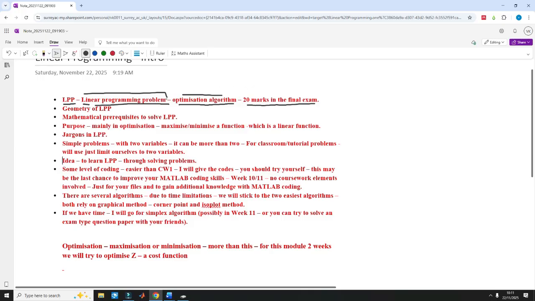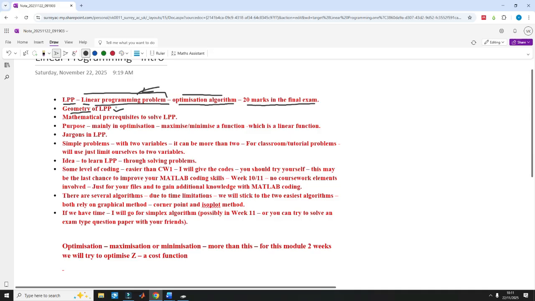So what we are going to learn today is, at the moment, the geometry of LPP, or geometry of linear programming. We will see some graphical methods, and what I mean by geometry is how this problem will look on a piece of graph paper.